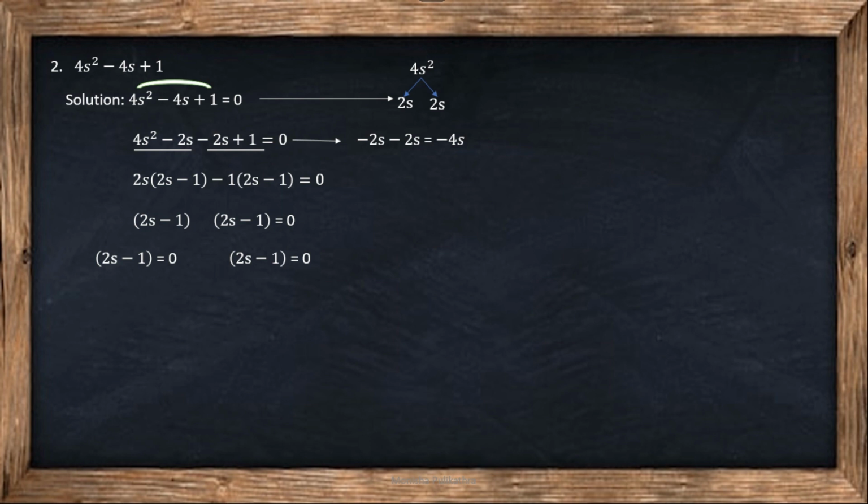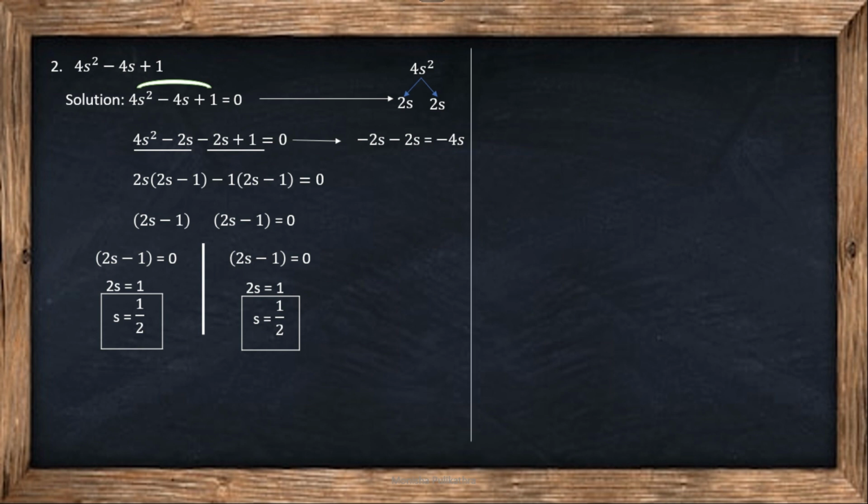So when we equate it to 0, we need to find out the value for s. 2s is equal to 1, and s is equal to 1 by 2. So this s is equal to 1 by 2 is the 0 of the polynomial of this particular equation.